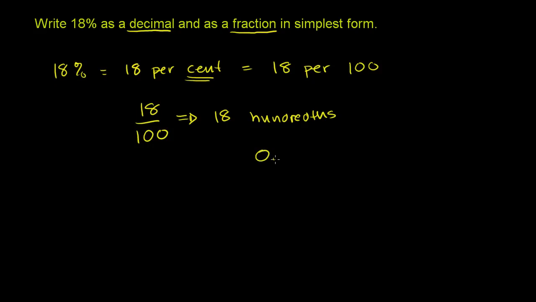It's 0.18. You could view this as 1 tenth and 8 hundredths, which is the same thing, or 10 hundredths and 8 hundredths, which is 18 hundredths. So this is written in decimal form.